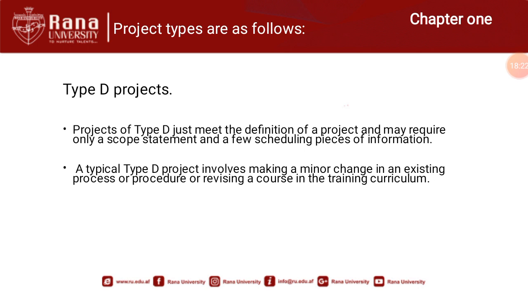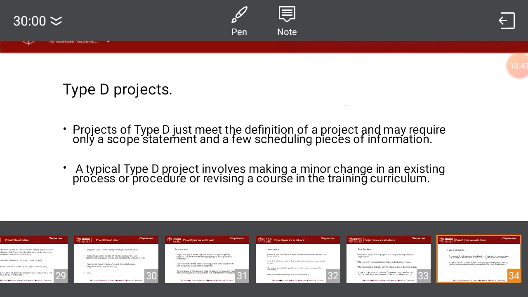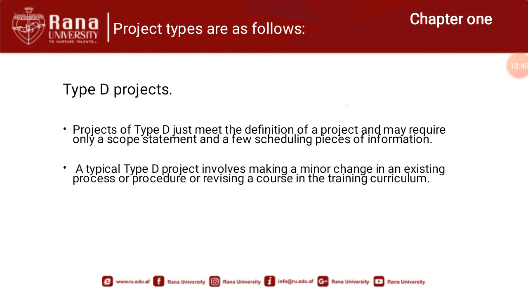Type D projects merely fit into the definition of a project, and these projects only require a scope statement and a few scheduling details. Type D projects involve making minor changes in an existing process or procedure, or revising a course in the training curriculum. If an organization is involved in improving or revising SOPs, standard operating procedures, these will fall into type D projects. Or if the BBA department is going to revise the course or improve the curriculum of BBA, this will be considered a type D project for the organization.